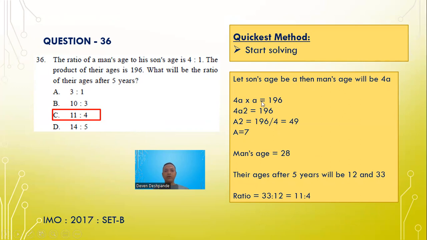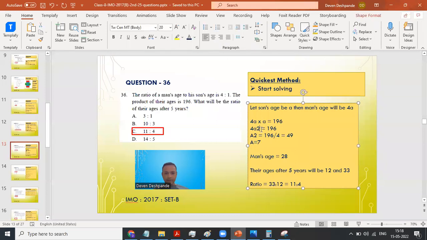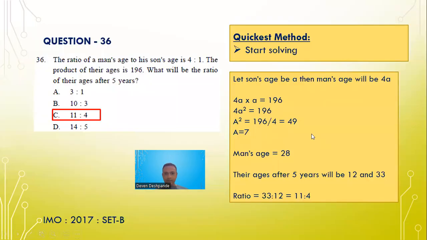So 4A into A is 4A square, and 4A square is 196. So A square is 196 upon 4, which is 49. So A is 7. Son's age is 7. So what is man's age? 4 into 7 is 28. Son's age is 7. Man's age is 28.